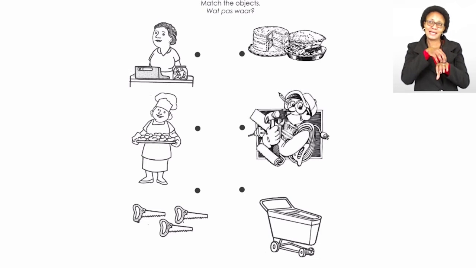I'd like you to please take your color or your pencil and connect the two dots for the woman who's at the bakery and the delicious cake. The last one is very simple and obvious.